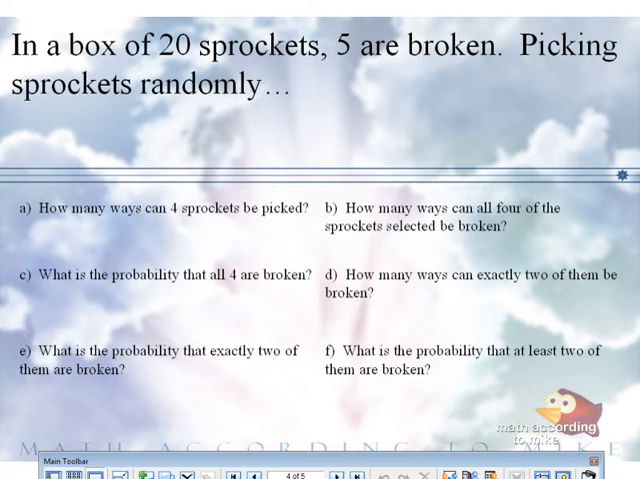In part A, it doesn't matter. You're just reaching in the box and you're picking out 4. You don't care if they're broken or not. That's a combination. How many total sprockets are there? And how many are you picking? What's the combination of 20 sprockets taken 4 at a time?